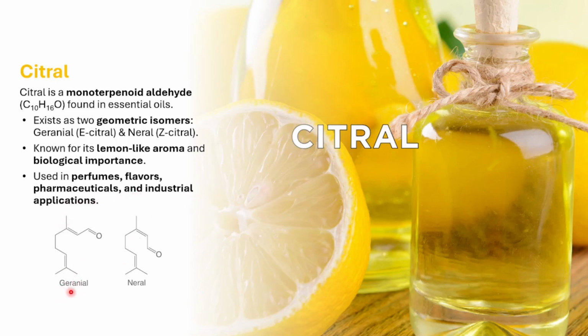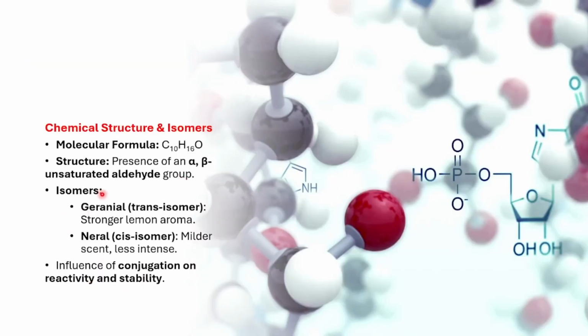Here's the structure of geranial, and this one is the structure of neral. The molecular formula of citral is C10H16O. It has an alpha beta unsaturated aldehyde group. There are two isomeric forms of citral: geranial, which is a trans isomer having a stronger lemon aroma, and second one is neral, which is a cis isomer having a milder, less intense scent. And citral shows the influence of conjugation on reactivity and stability.